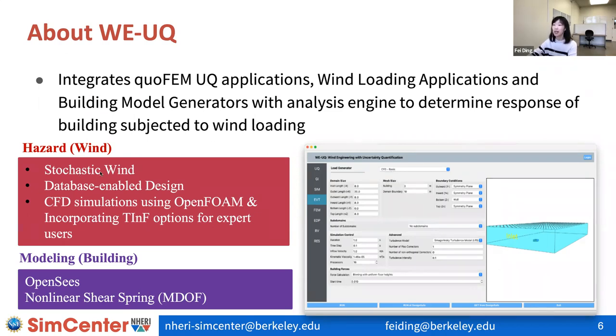One is stochastic wind. You can generate the stochastic wind speed through the user interface. We also allow database-enabled design. In WEUQ, we currently include the Vortex Winds database and the TPU (Tokyo Polytechnic University) low-rise database. You can use a button, choose your building geometries and wind directions, and run simulations to generate the full spectrum of pressure distributions. I will give more detailed information in the next slide.